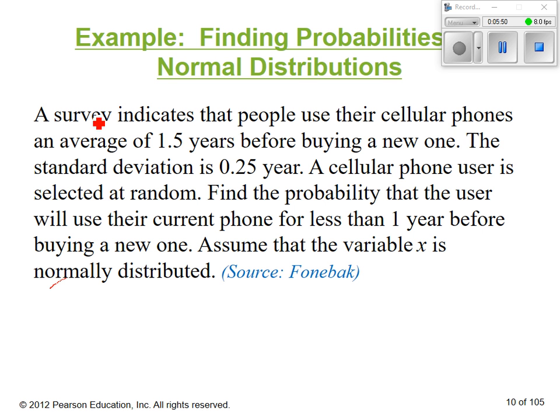A survey indicates that people use their cell phones an average of 1.5 years before buying a new one. Standard deviation is 0.25. So this is our sigma. This is our mu. A cell phone user is selected at random. Find the probability that user will use their current phone less than 1 year. So we want to find the probability that your X is less than 1 year.